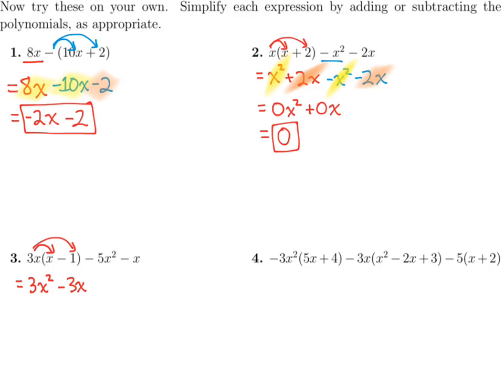Alright, at the beginning, that 3x distributes, makes 3x squared minus 3x. And then negative 5x squared minus x, just hanging out at the end. When we're combining like terms near the end, 3x squared minus 5x squared makes negative 2x squared, and then negative 3x minus x makes negative 4x.